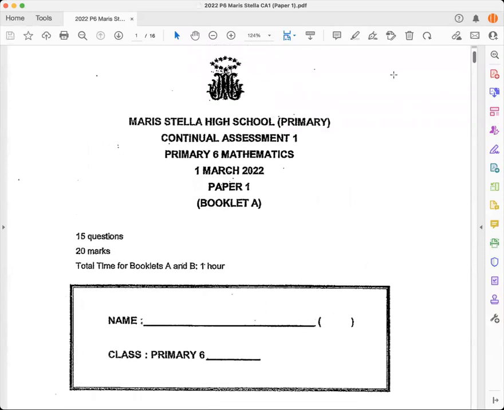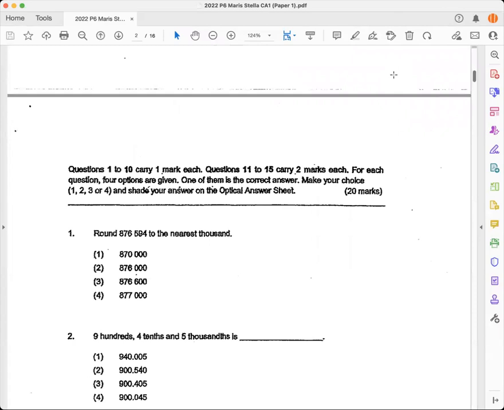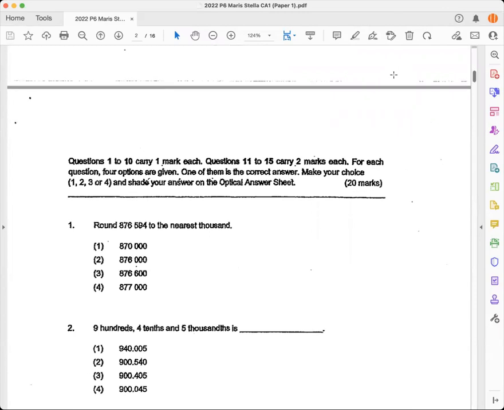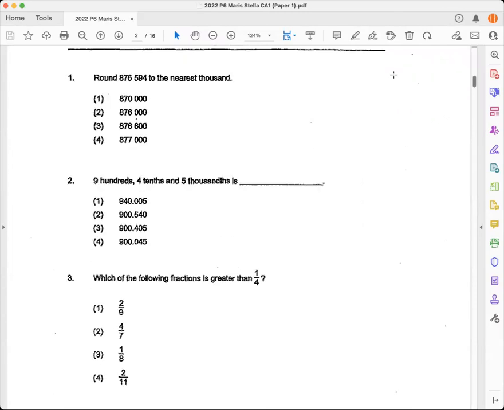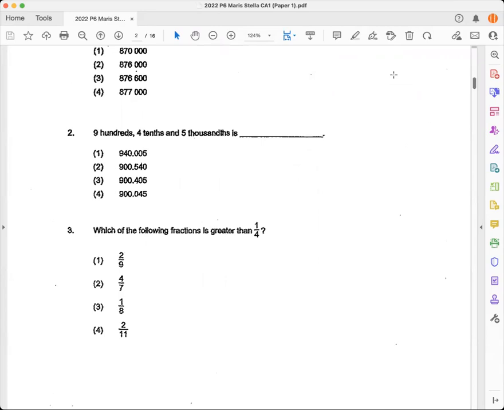Okay, Mary Stella High, CA1, Primary 6, Paper 1. So for booklet A, I'll be going through selected questions. The first question I would like to go through is question number 3.